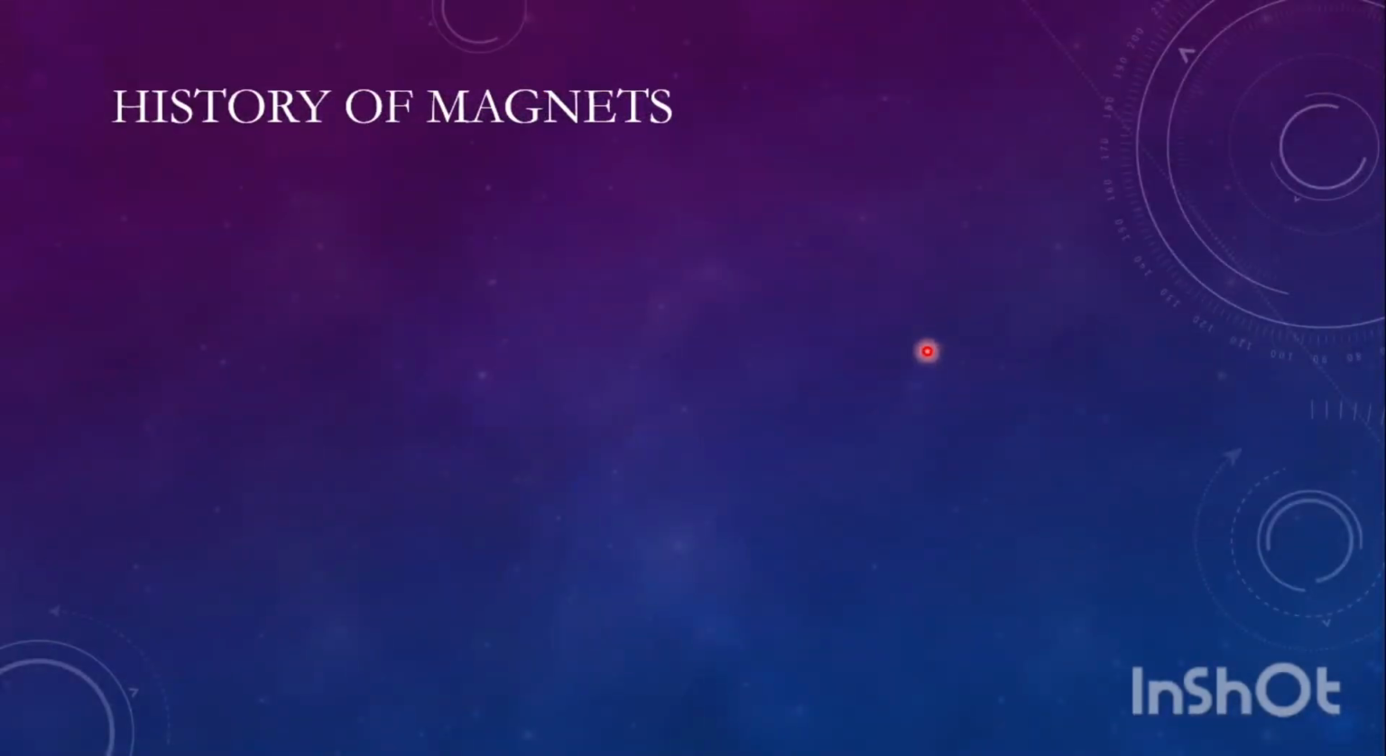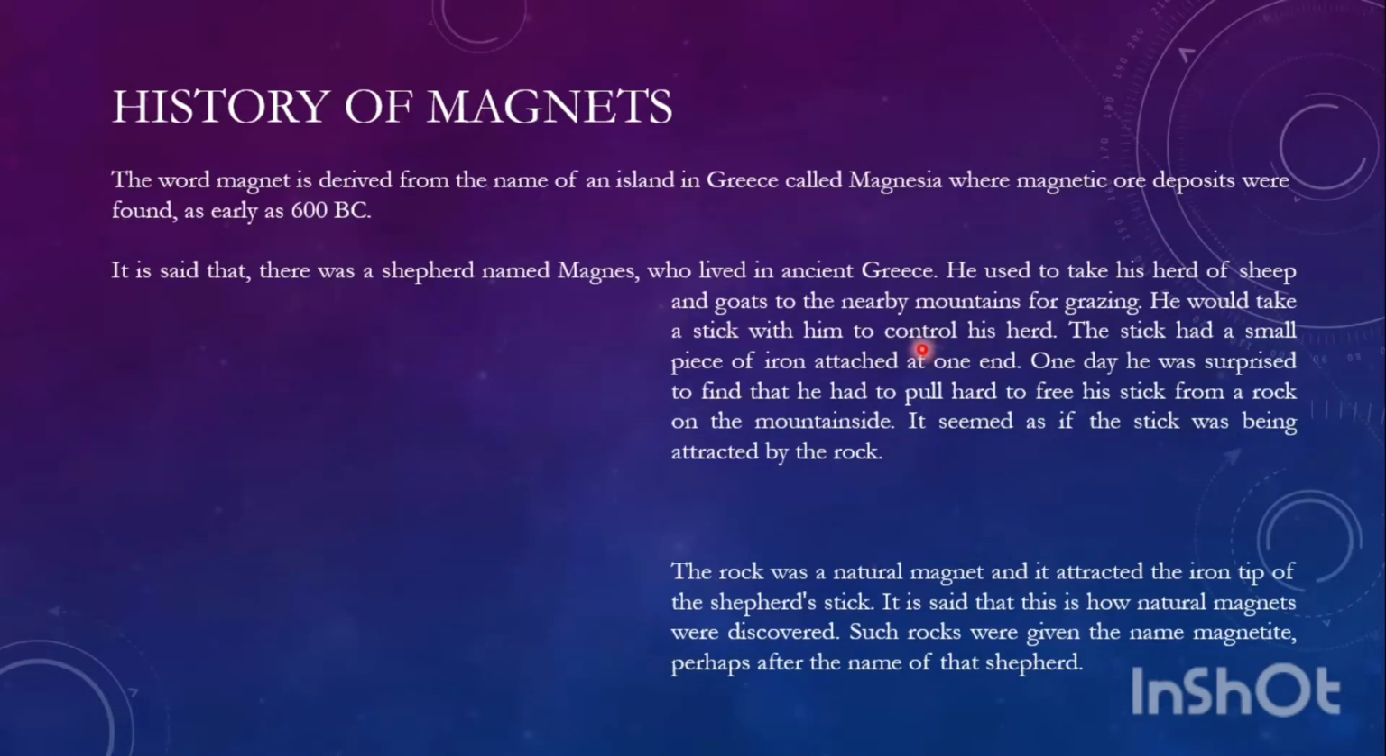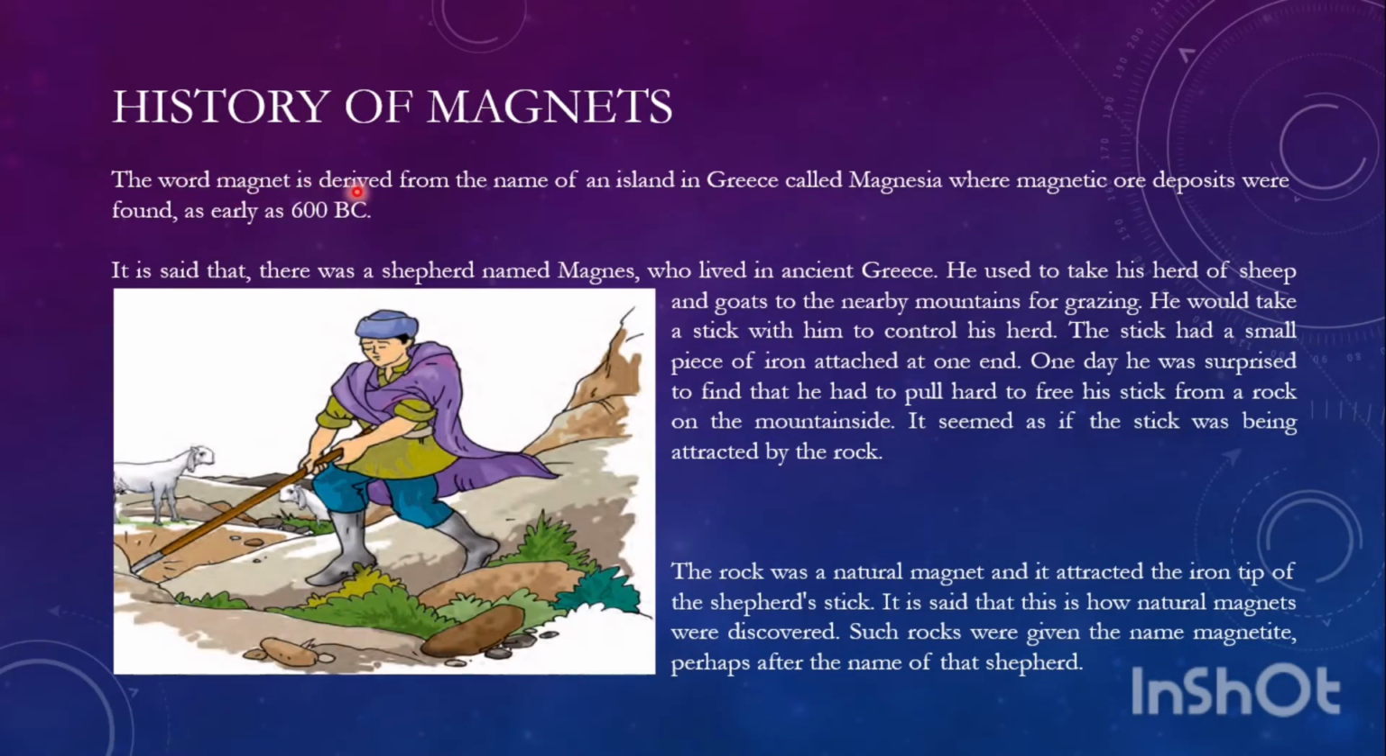Before knowing about magnets, let's talk about the history of magnets. The word magnet is derived from the name of an island in Greece called Magnesia, where magnetic ore deposits were found as early as 600 BC. And also, it is said that there was a shepherd named Magnus who lived in ancient Greece. He used to take his herd of sheep and goats to the nearby mountain for grazing.